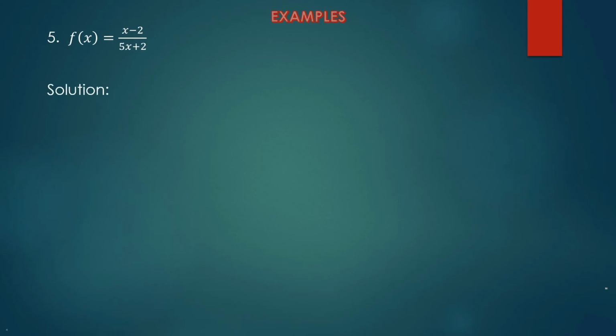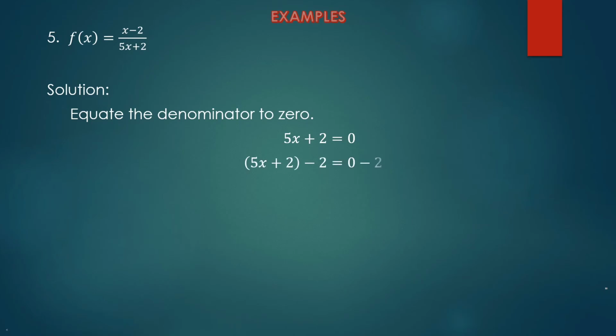Equate the denominator to 0. We have 5x plus 2 equals 0. First, let us eliminate plus 2 by subtracting 2 both sides. We have 5x plus 2 minus 2 equals 0 minus 2. 2 minus 2 is 0, so just copy 5x. As for the right side, 0 minus 2 is negative 2.